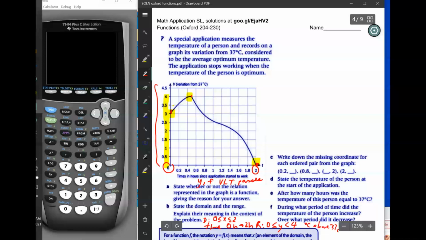Okay? All right. B. Oh, we already did B. C. Write down the missing coordinates for each ordered pair from the graph. Okay, so let's take a look at these x values they're giving us. I say x values, but actually t values, right? 0.2 is the first value they give us, which corresponds to this point here. You can't really see exactly what it is, so you have to do your best. It looks like maybe it would be like 3.6, so I'm going to put 3.6.